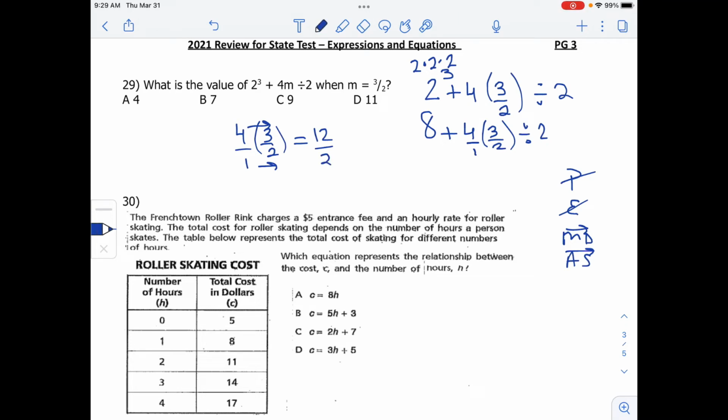Which gives us a value of 6 when we simplify it. That's where I was going with it. So we've got 8 plus 6 divided by 2. Right? Next step is going to be the division. So we're going to bring down the 8 plus. 6 divided by 2 is 3. And 8 plus 3 is 11.